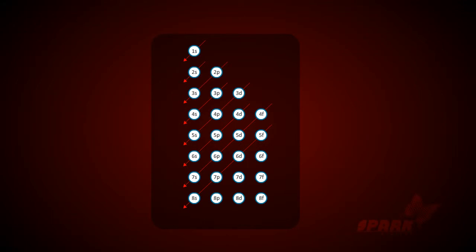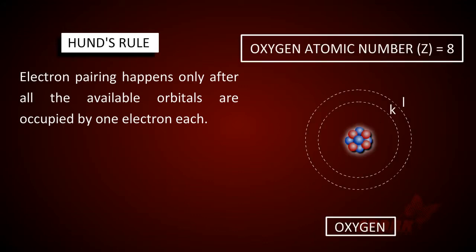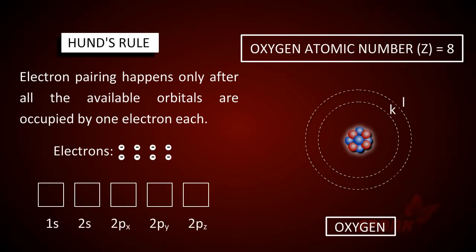The second important rule to determine the electronic configuration of an atom is Hund's rule. According to Hund's rule, electron pairing happens only after all the available orbitals are occupied by one electron each. Let's see an example to understand Hund's rule. Consider the element oxygen. Its atomic number is 8, meaning it has 8 electrons.